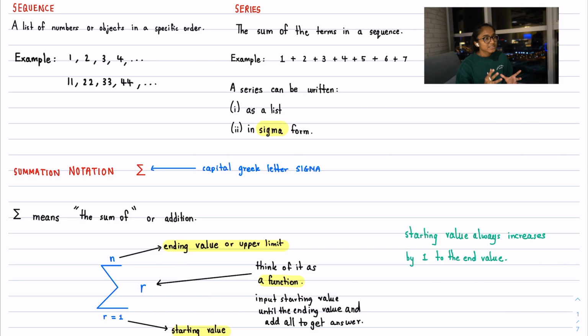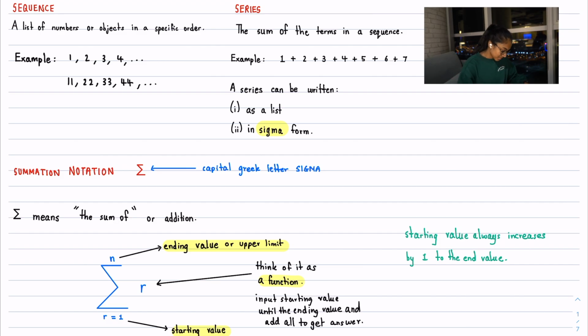So a series can be listed in two ways. The first one is as a list, or the second one is in sigma form. So what is sigma? Sigma is the capital Greek letter and it looks like this. So all it means is the sum of, or addition.